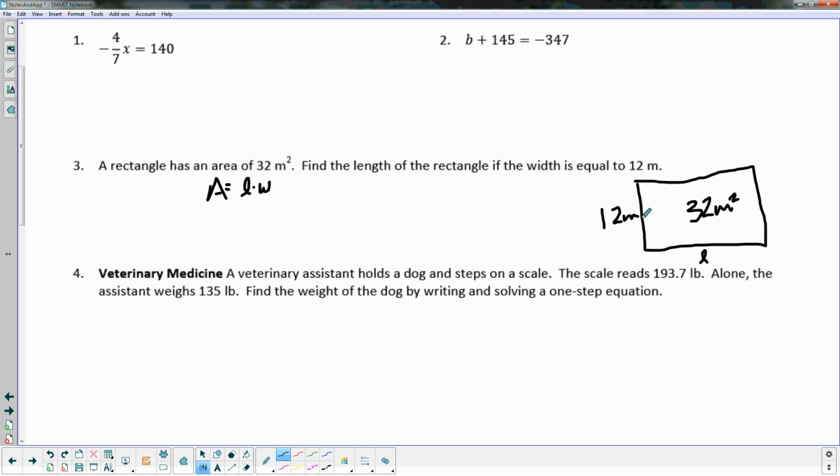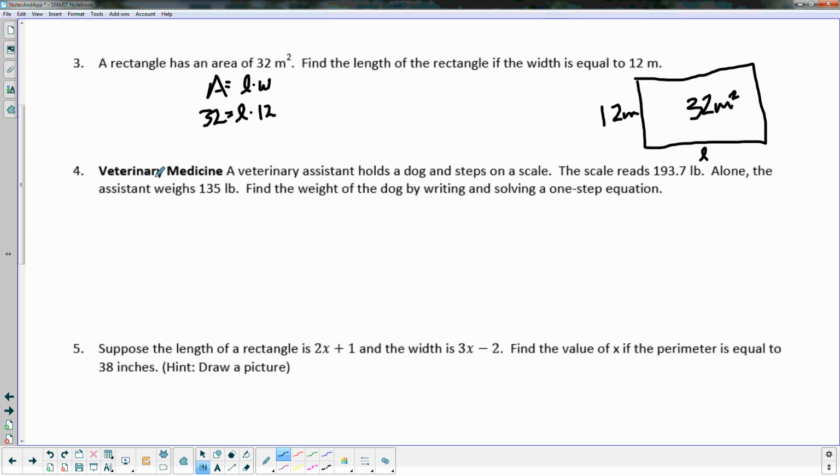Okay, now we just put the numbers that we have in where we have values. The area is 32. We don't know the length, that's what we're looking for. And the width is 12. Okay, and you'll just want to solve for the length and see what you get. Decimals are okay.